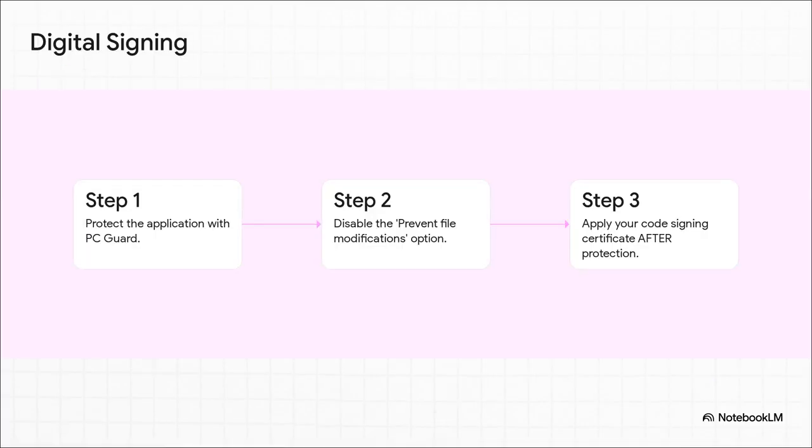Okay, this is super important, so listen up. Digital signing. The order you do this in is everything. Get it wrong and it just won't work. Step 1, protect your application. Step 2, make sure the Prevent File Modifications option is turned off. And then only as the very last step do you apply your digital code signing certificate. If you sign before you protect, the protection process will change the file and break the signature.